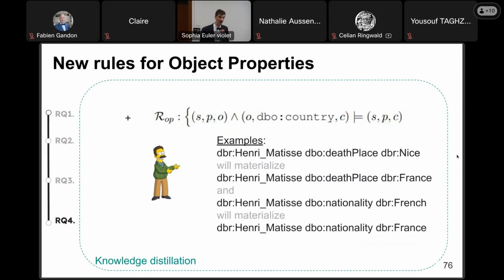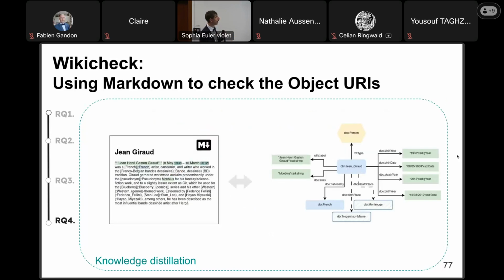As the next step of the distillation process I just presented is the augmentation using rules, we will also add some rules focusing only on object properties. These rules augment the knowledge at the country level. So here, if we are missing the country of the death place of a person, we infer it from the city of the death place.